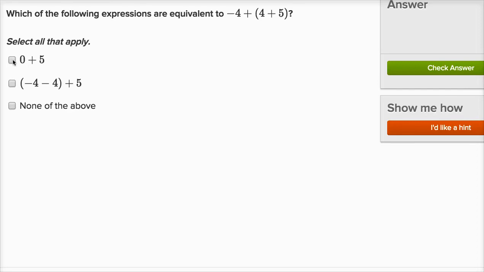So that's equivalent. I mean, I could just do it again. Negative 4 plus 9 is 5. It's the same thing as 9 minus 4. And this right here is 5.